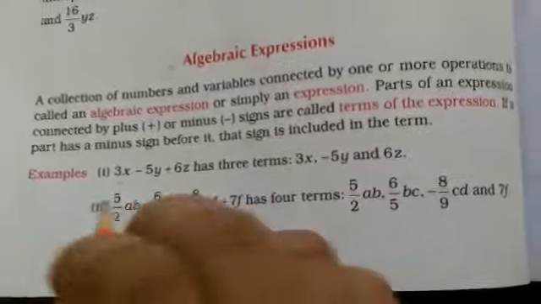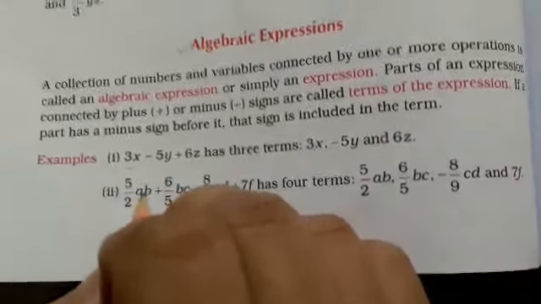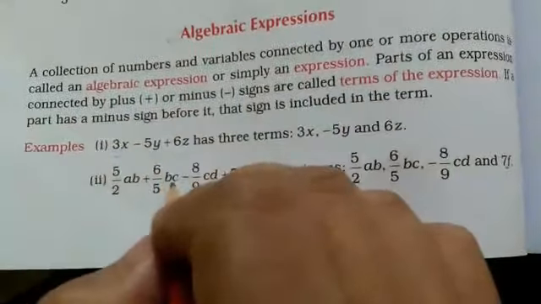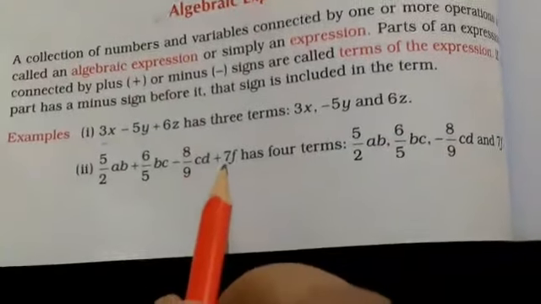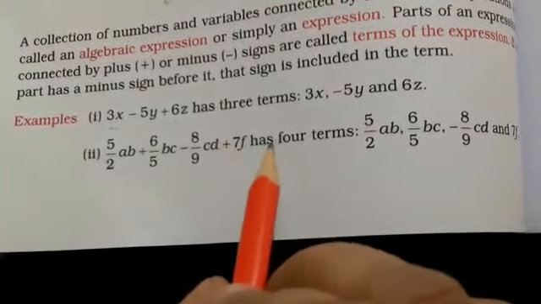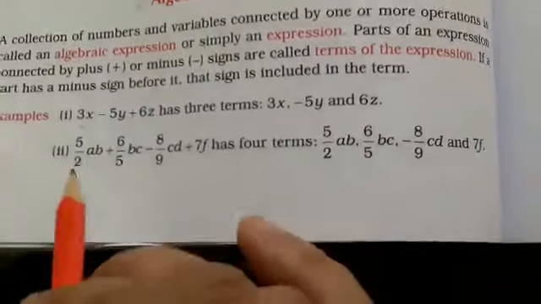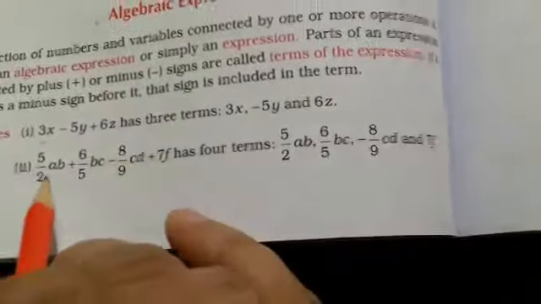3x minus 5y plus 6z: there are three terms. Similarly, 5 by 2 ab plus 6 by 5 bc minus 8 by 9 cd plus 7f has four terms: 1, 2, 3, 4. All the terms will be combined by plus or minus sign. Keep it in your mind. Terms will be combined by plus or minus sign.